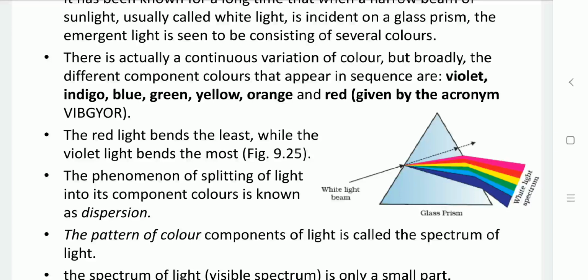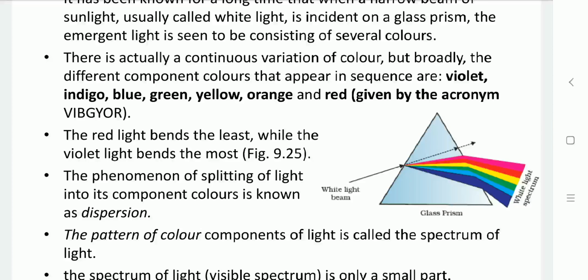This splitting of light into a number of colors, into a number of components, is known as dispersion. These color components of light are called the spectrum of light, and that spectrum is the visible spectrum of the electromagnetic wave, in the range of 700 nanometer to 400 nanometer.